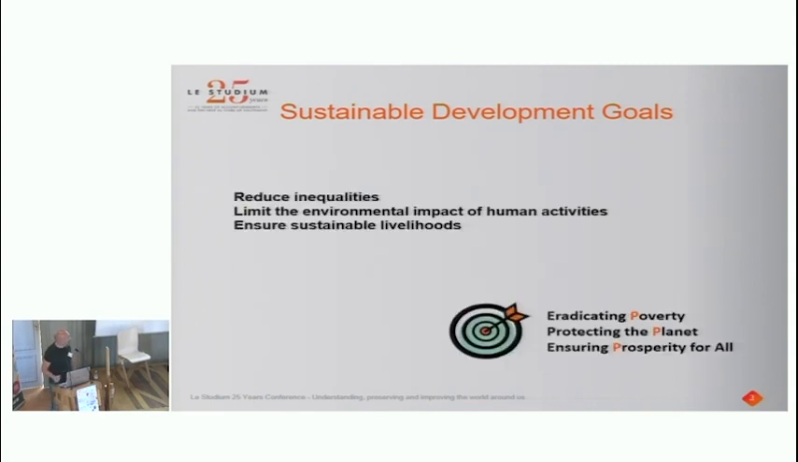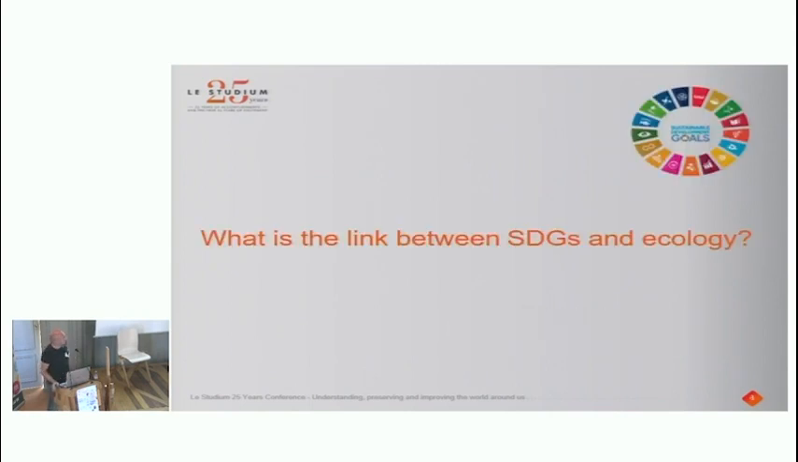So basically, if you look at these SDGs, they aim to reduce inequalities, to limit the environmental impact of human activities, and to ensure sustainable livelihoods, which is commonly known as the 3 Ps: eradicating poverty, protecting the planet, and ensuring prosperity for all. So what is the link between SDGs and ecology?